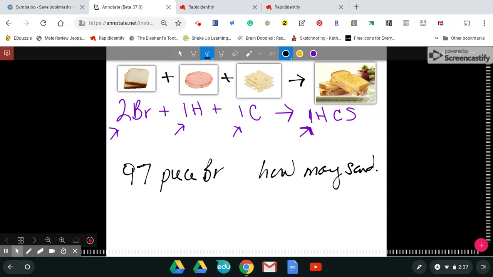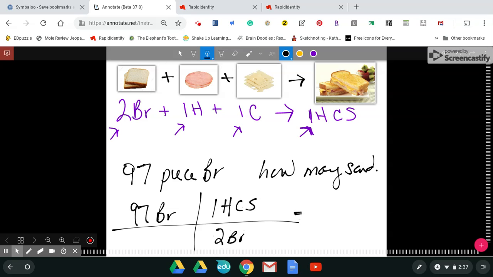Okay, that's my question. So I start off with what I'm given, 97 pieces of bread. For every 1 ham and cheese sandwich, it takes 2 pieces of bread. So when you calculate, anytime I have something underneath, 97 divided by 2 is going to give me 48.5. Well, there's no half sandwiches, so that means I can make 48 sandwiches. So that's what stoichiometry is all about. It's taking what you're given and trying to figure out what you want.